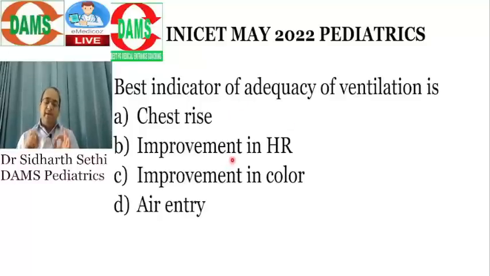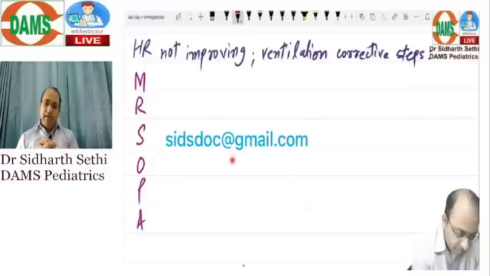So remember, the best indicator of adequacy of ventilation is improvement in the heart rate. And this is one of the screenshots from my class: if heart rate is not improving, then look at ventilation corrective steps. And the mnemonic is Mr. SOPA. M stands for adjust your mask and the seal.